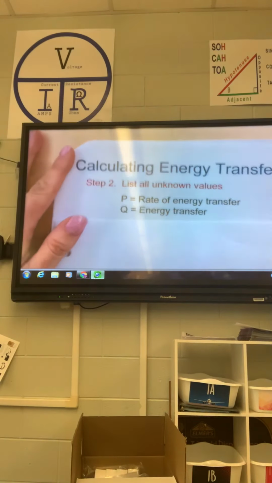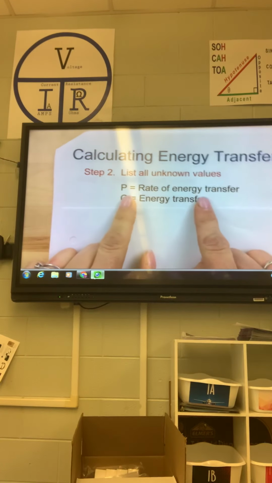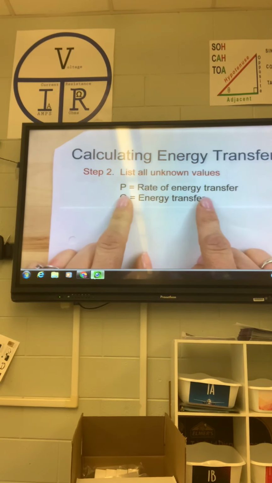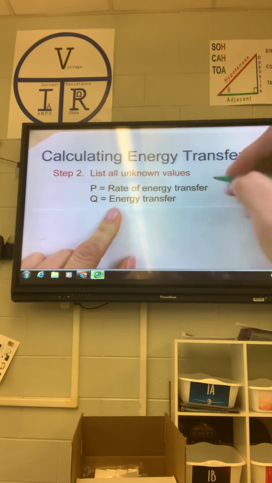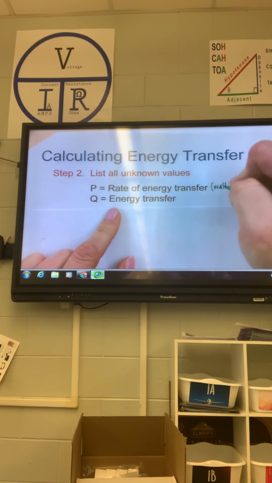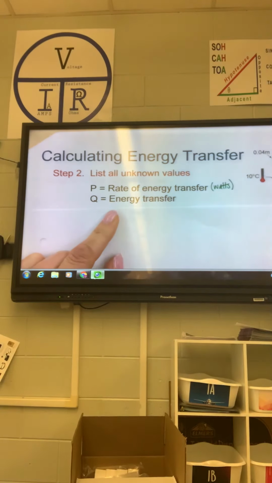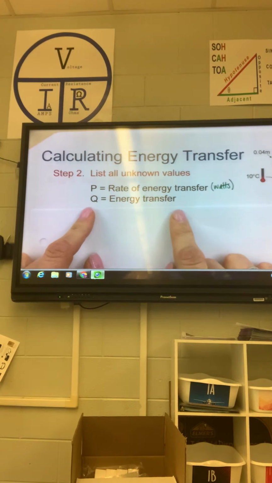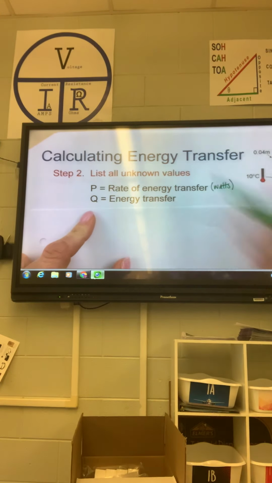All right, so my unknown values. I have no idea at what rate this energy is transferring. Remember, that's shown in watts. That tends to help people. And I also have no idea how much energy was transferred, so I don't know the joules.